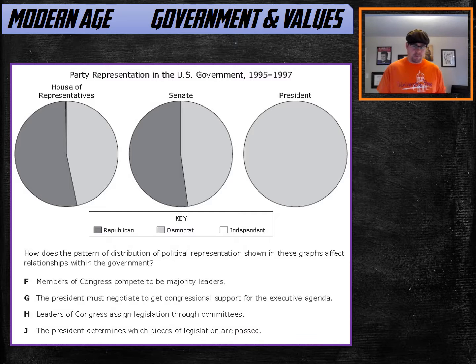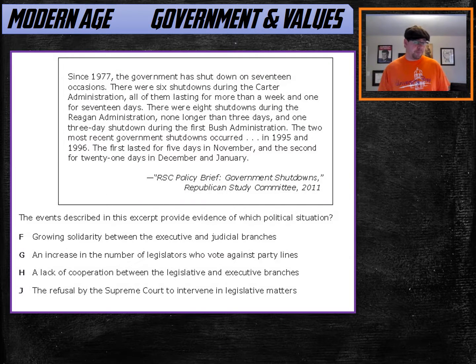Answer choice G. The president has to negotiate to get congressional support for his agenda. That is what you see here. The president, who is of one party, can't just dictate what happens. He has to actually get congressional support. Now, he might have to do that, but increasingly, that support is going to be hard to get.